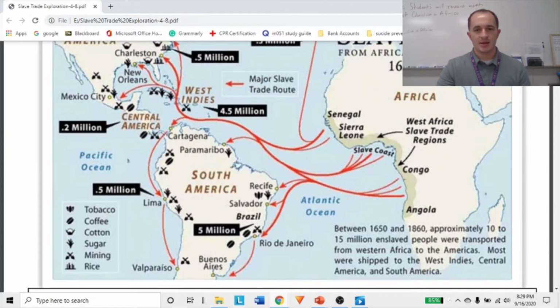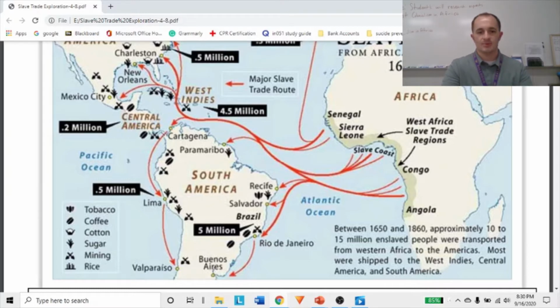So looking at this map, we can see a bunch of different things. We need to write down 5 things that we notice from this map. That can be anything from where slaves are coming from, where slaves are going to, the number of slaves, the time period for all of this, and the types of products and resources that slaves are being used to produce. So we can use this map to understand and learn a bunch of different things.